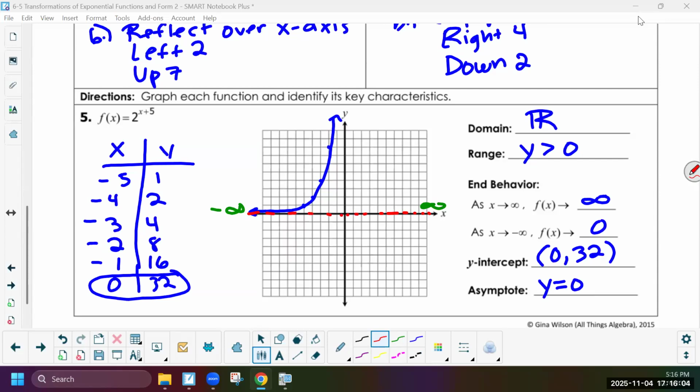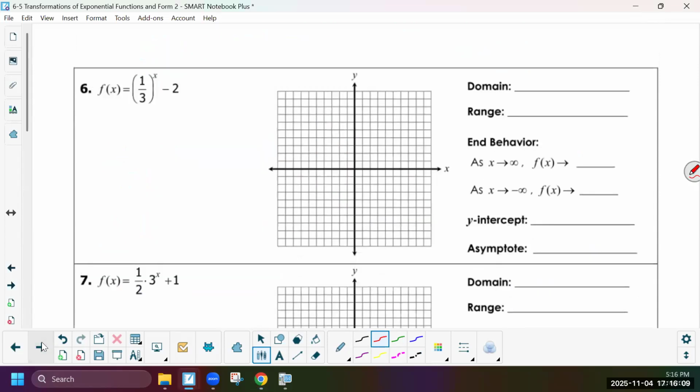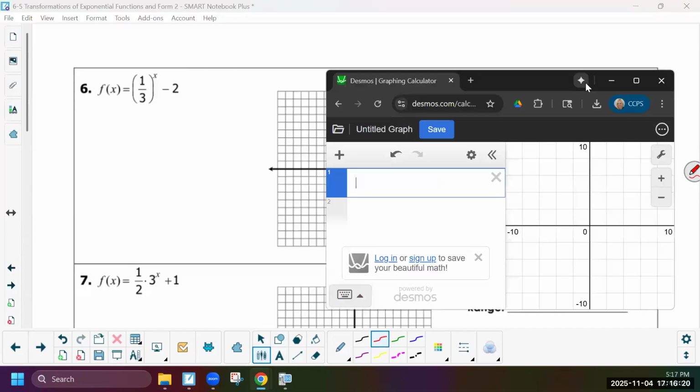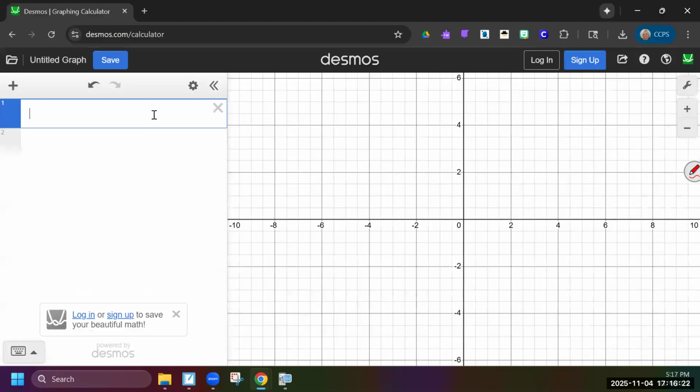Okay. All right, let's do one more together and I'll have you guys try one on your own. So in this one, same thing. This time I'm going to use Desmos. Let me bring Desmos over. And it's 1/3 to the x power minus 2. So I'm going to type that in on Desmos. You could also do this on your graphing calculator, but I just wanted to show you how we do this on here. So I'm going to put the fraction in parentheses, 1 divided by 3. It automatically makes it a fraction for me. And then I'm going to use my caret button, which is above my 6.